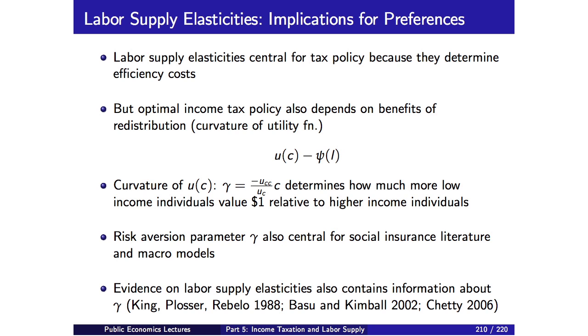That risk aversion parameter, which I'm going to call gamma, is also central for the social insurance literature that we're going to talk about next, and for the calibration of macro models. It turns out that the literature on labor supply actually contains quite a bit of information about this gamma parameter that we're also interested in measuring. And so you can get all of the inputs that you're interested in for optimal tax from the labor supply data itself, which is a useful property.